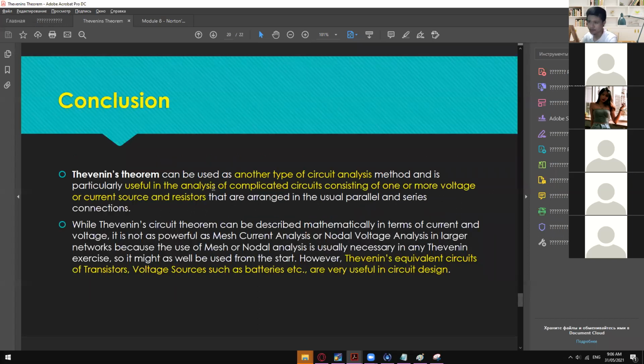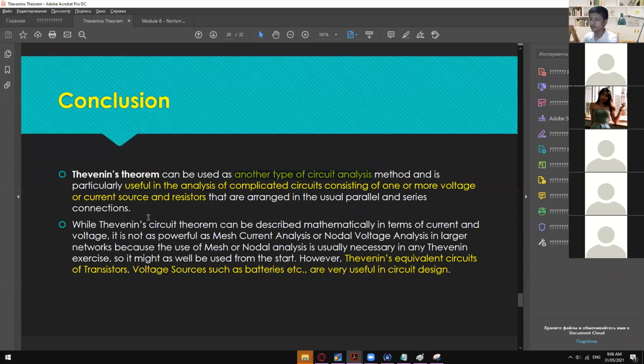As a conclusion, Thevenin's theorem can be used as another type of circuit analysis, just like superposition, the nodal method, and many more. It is particularly useful in the analysis of complicated circuits consisting of one or more voltage or current sources and resistors that are arranged in the usual parallel and series connections.